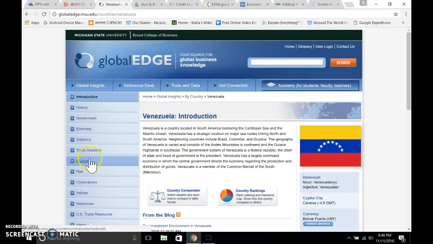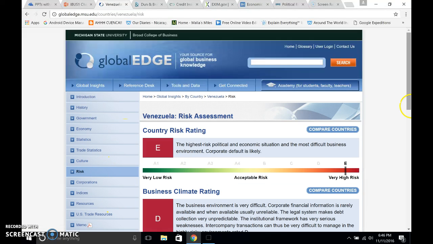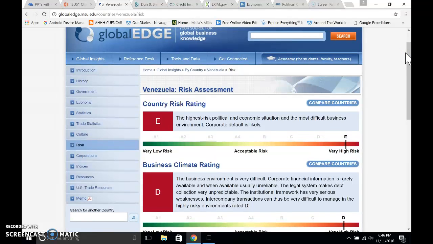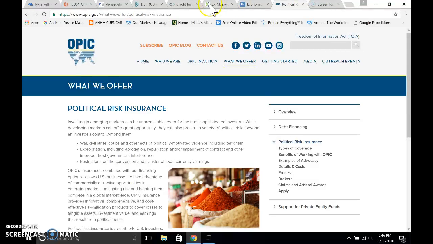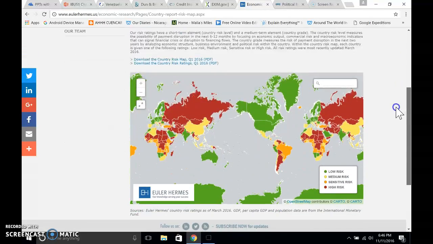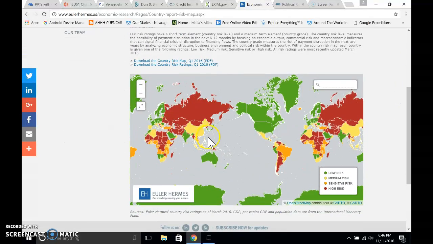So let's see if we can pull that up. And you can see there's quite a bit of information. So we'll go straight to risk. And we can see that, not surprisingly, they're rated as a really, really problematic risk. Another resource for assessing political risk is Euler Hermes. And they've also got a map kind of similar to the one we just looked at. So we can kind of take a look and see what Venezuela looks like according to them.